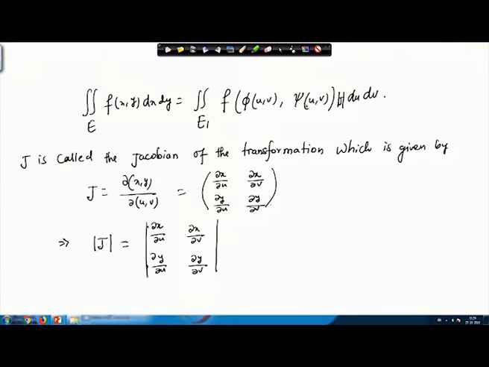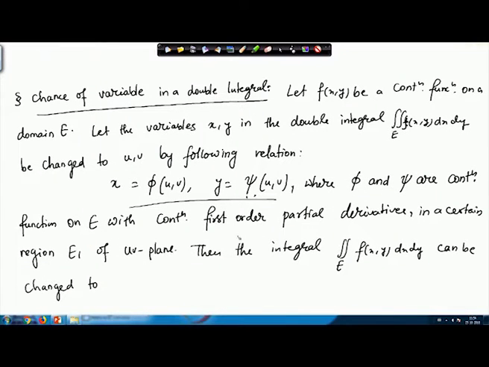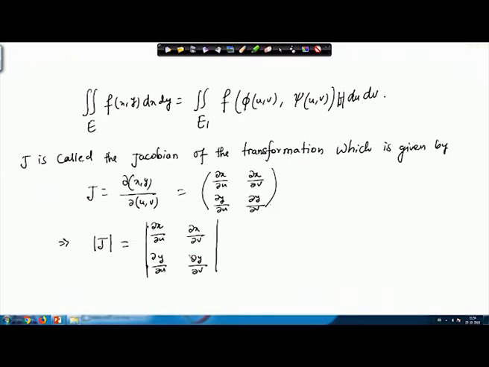So, that transformation should also have these two properties. It should be a continuous function on E1, and it should have continuous first order partial derivatives as well. Once we have all these ingredients, we can do the change of variable in our integral.